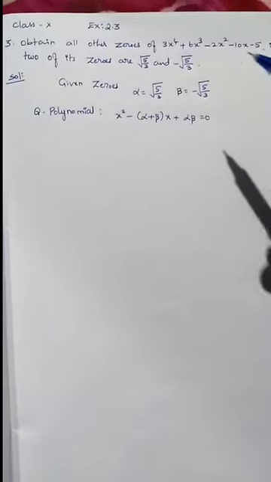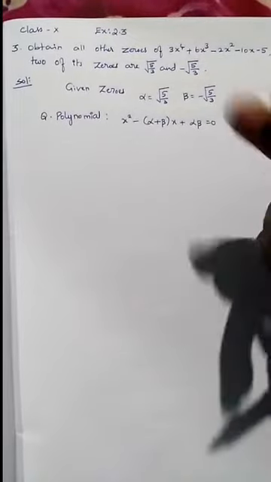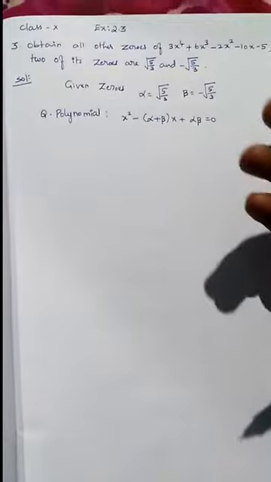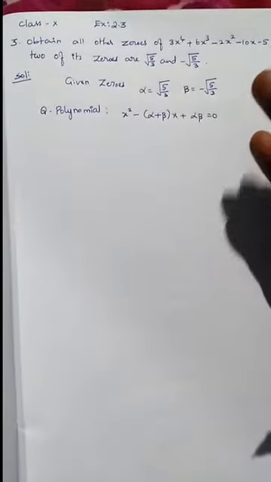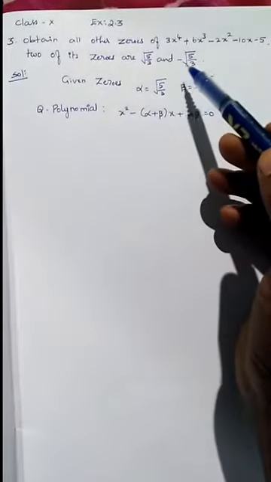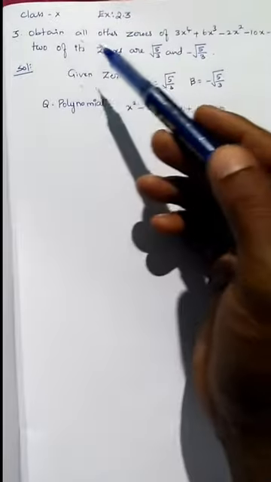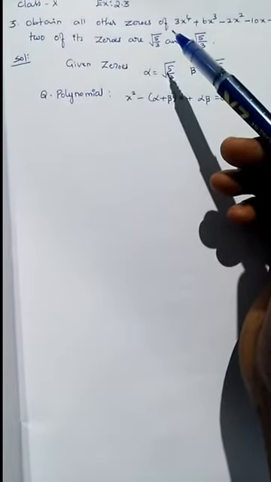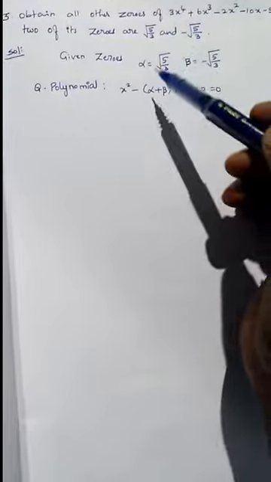Biquadratic polynomial means this equation has 4 zeros, because a quadratic equation means you get 2 zeros. If it is a biquadratic, you will get 4. If it is a cubic polynomial, there you will get 3 zeros. So it's a biquadratic polynomial in which 2 zeros are given. The other 2 zeros only we have to find out. That's the question: obtain all the zeros. In this we are going to follow 3 steps. First, with the given zeros we have to make the equation.